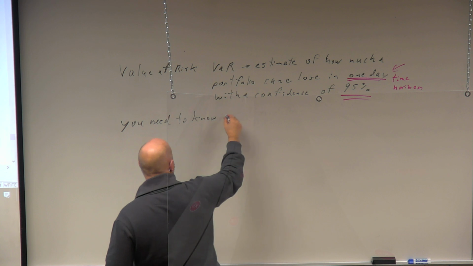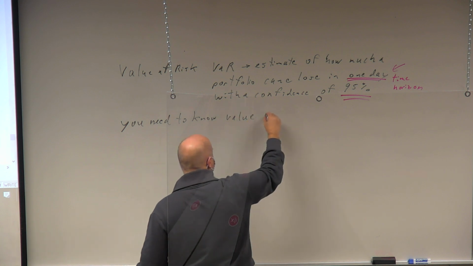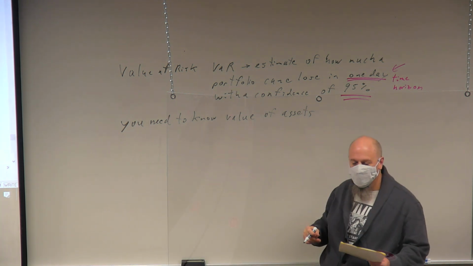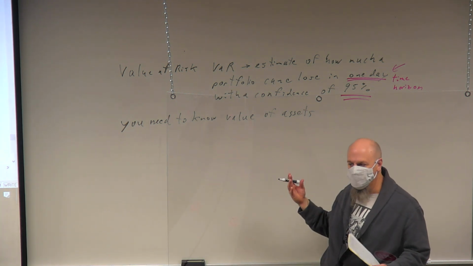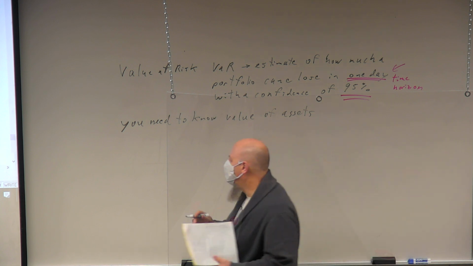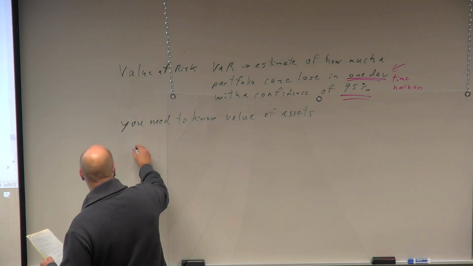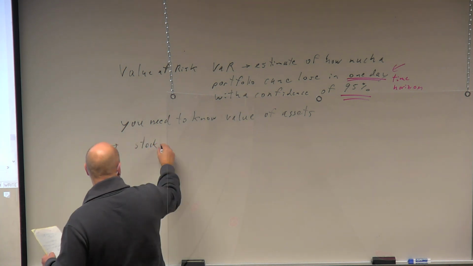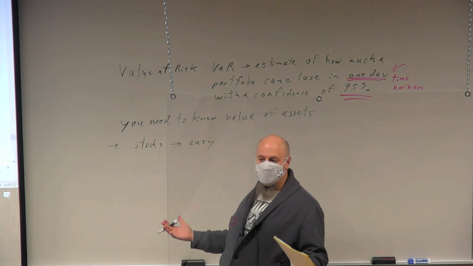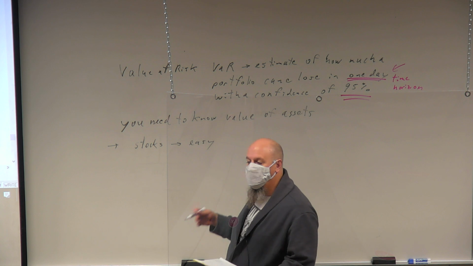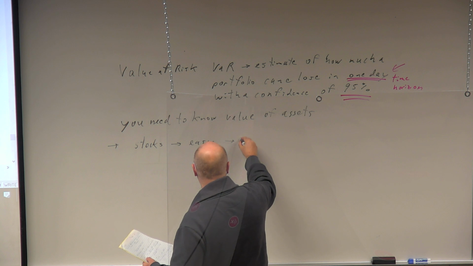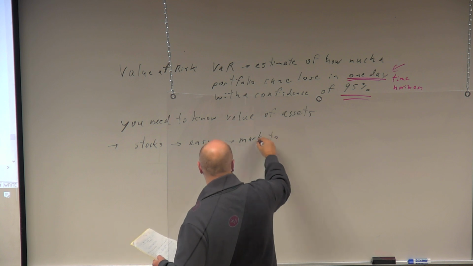So you need to know the value of your assets. Well, this seems like a rather trivial question, right? But it's not. It is for some things. So for things like stocks, yeah, that's easy. How do you know how much your stocks are worth? You look them up in the market and see what you could sell them for. They're traded, so that's called mark to market.